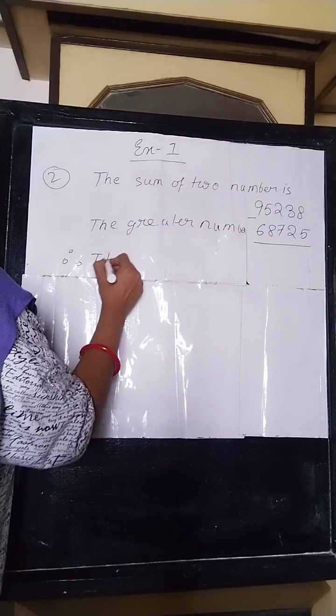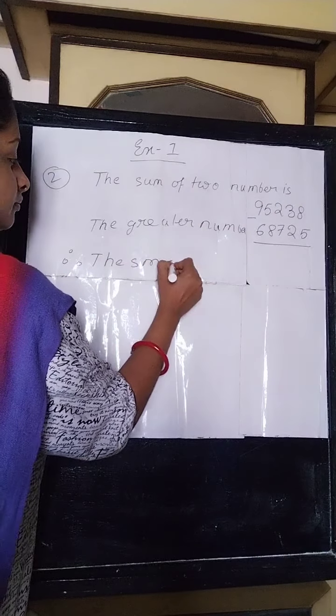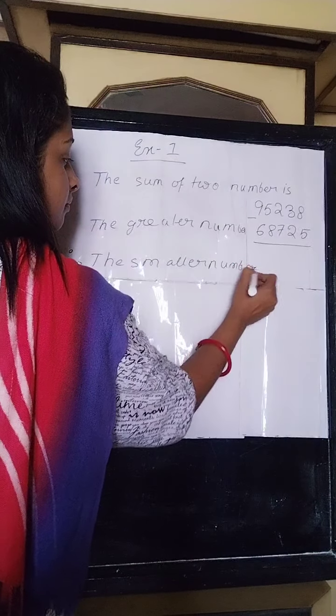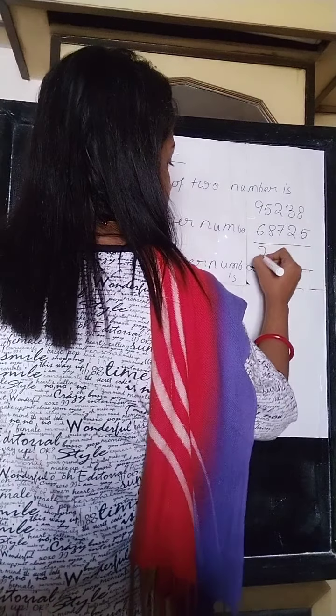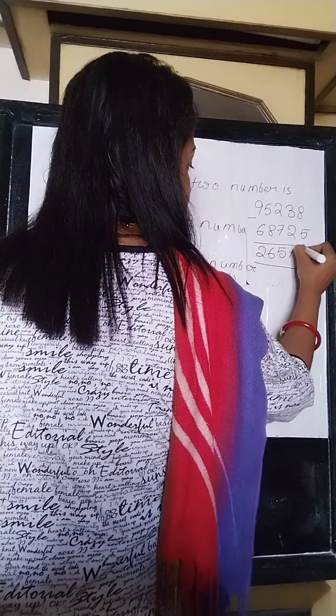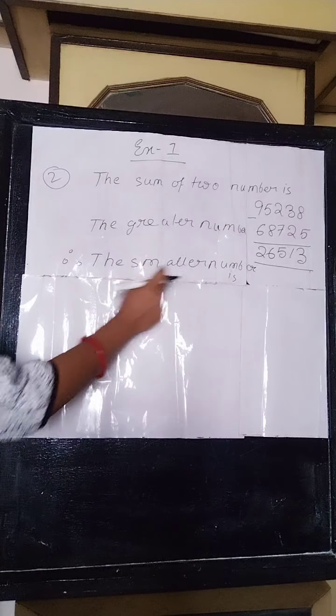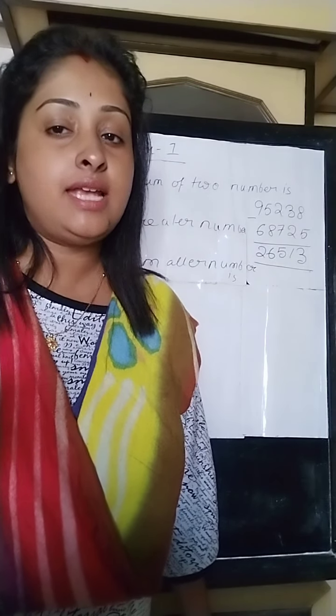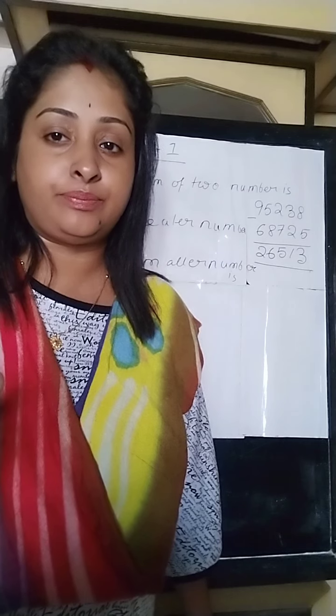So therefore, the smaller number is found by simply subtracting, and the subtraction gives 26513. So this is the answer. You will write that the smaller number is 26513. You have to write a full sentence answer after each sum, which is mandatory.